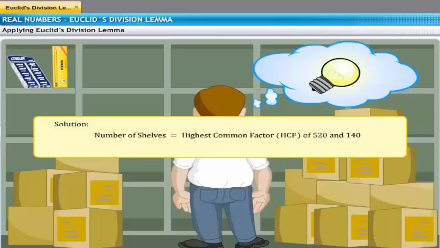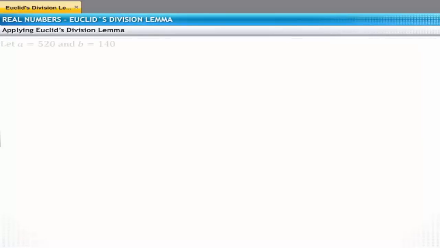Now, how does he do that? Mr. Chatura can use Euclid's division lemma to find the HCF of 520 and 140. Let's see how. Let's apply Euclid's division lemma to the two numbers taking the larger number equal to A and the smaller number equal to B. Dividing 520 by 140, we see that 140 goes into 520 3 times and leaves a remainder of 100. Now consider the value of B and R in this equation. We see that R is not 0. So let's apply Euclid's division lemma, taking 140 as A and 100 as B.